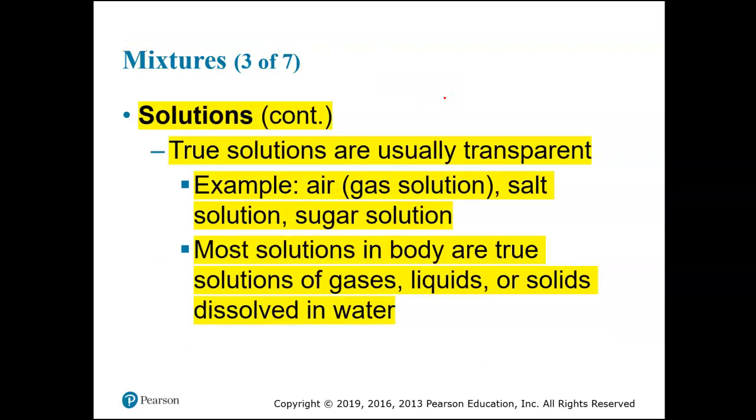True solutions are usually transparent. For example, air is a solution of gases, mostly oxygen and nitrogen. And salt solution, sugar solution, most solutions in the body are solutions of gases, liquids, or solids that are dissolved in water.